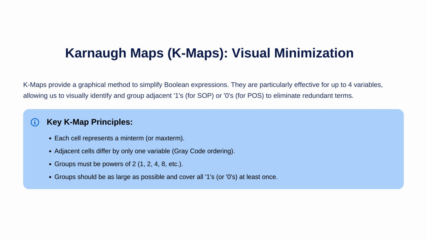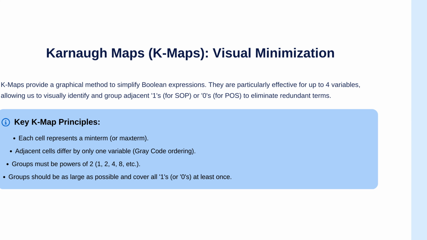Key K-map principles. Each cell represents a minterm or maxterm. Adjacent cells differ by only one variable, using Gray code ordering. Groups must be powers of 2: 1, 2, 4, 8, etc. Groups should be as large as possible and cover all ones or zeros at least once.